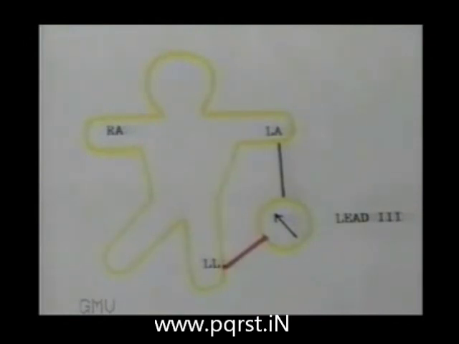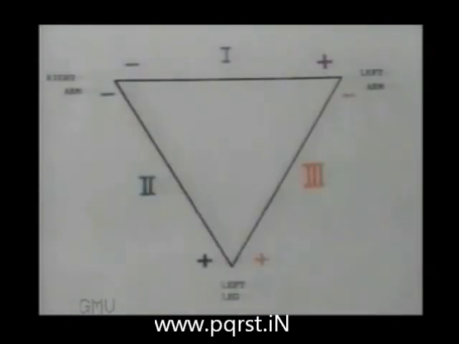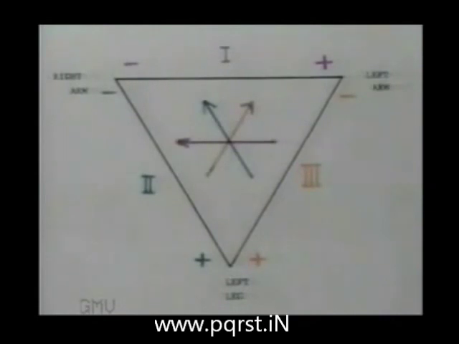Now note the direction of each lead. This is the Einthoven's triangle showing positive terminal of each lead. So lead 1 is directed from the left arm to the right arm. Lead 2 is directed from the left leg to the right arm. And lead 3 is directed from left leg to left arm. Now the directions of each lead are depicted. Red arrow for lead 1, blue arrow for lead 2 and orange for lead 3.